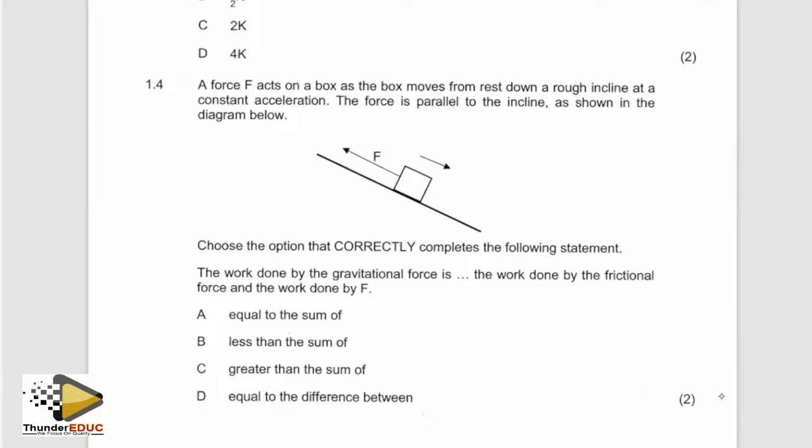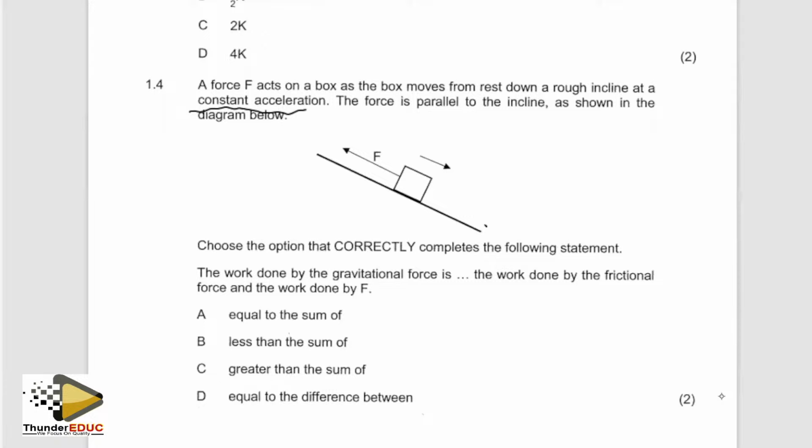Then 1.4, a force F is acting on a box. It moves from rest down a rough incline at a constant acceleration. The force is part of the incline as shown in the diagram below. A force F acts on a box as the box moves from rest down an incline at a constant acceleration.